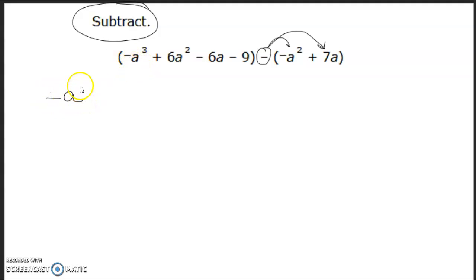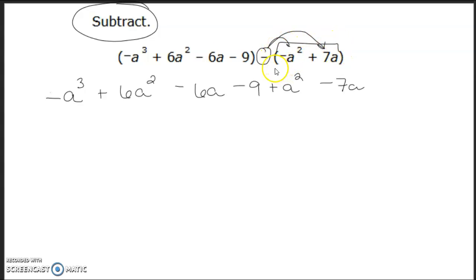So we have -a to the third plus 6a to the second minus 6a minus 9. Now, instead of -a to the second, it just turns into a +a to the second. Instead of plus 7a, it's minus 7a. When you distribute a negative, it just changes everything behind it only. All right, so now we're going to do our like terms like we always have.